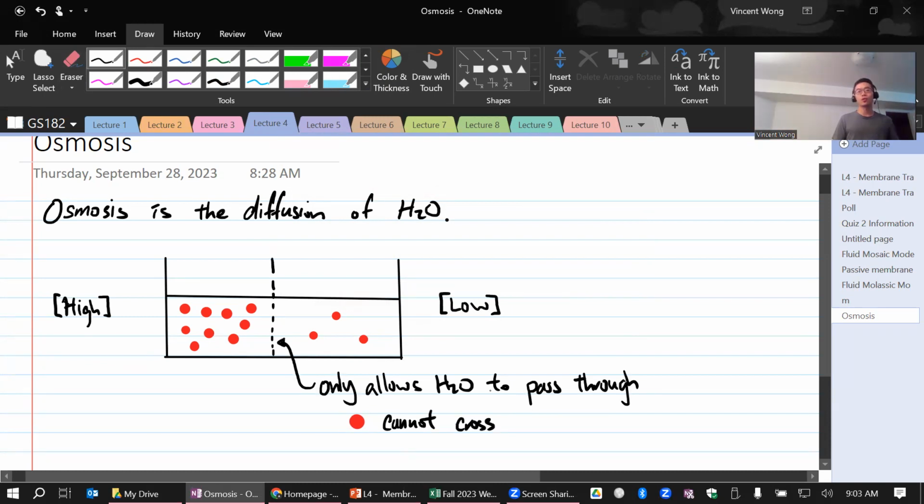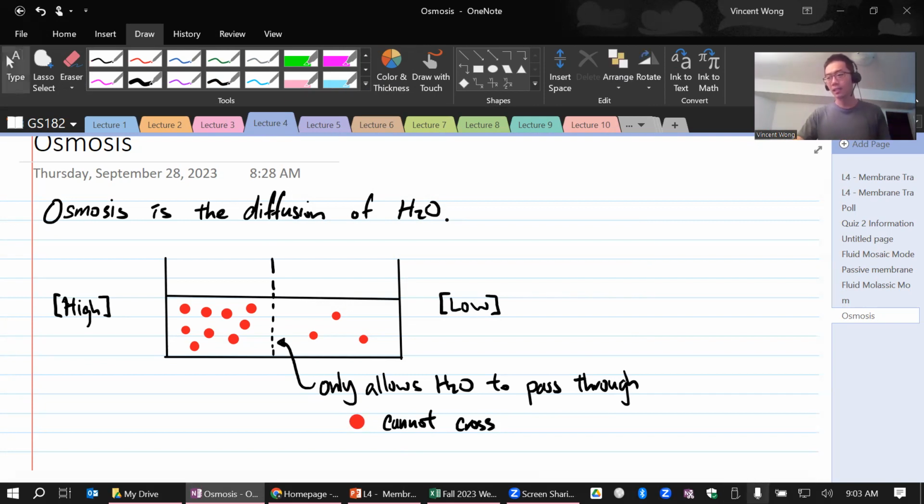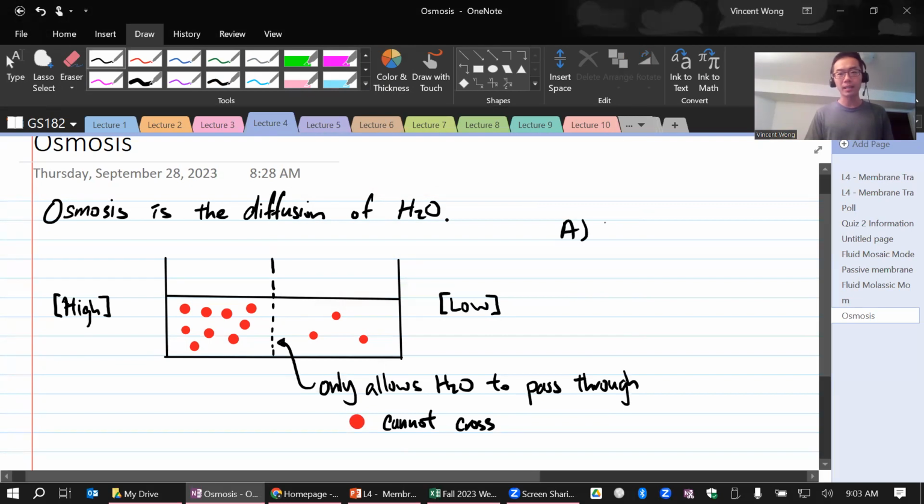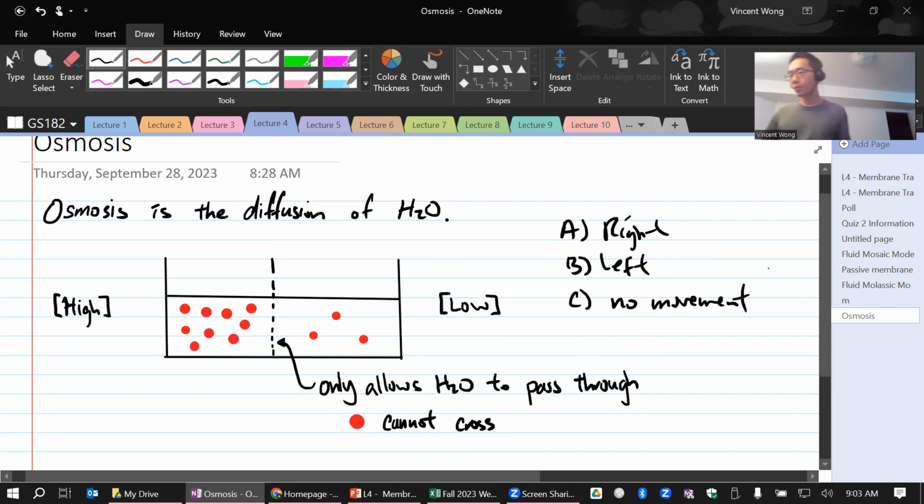So here's the difficult question. Which way is water going to move? Okay, let's do a poll and see what you think. Which way is water going to move? If you think it's going to move to the right, please choose A. If you think it's going to move to the left, please choose B. If you think it's not going to move, please choose C.